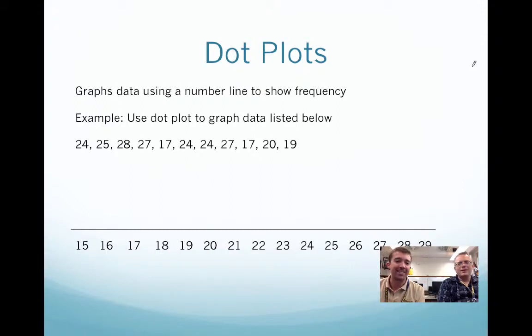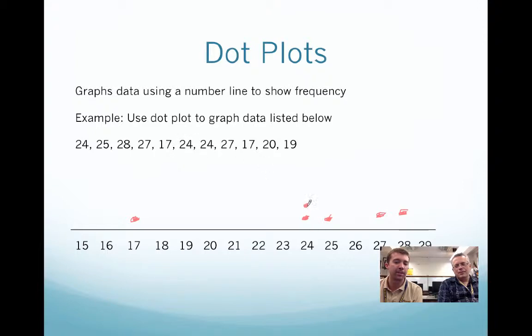Basically, a dot plot is we're just using a number line and we just want to mark above the number line where our data sits. So as we have 24 here, we just would put a nice little dot right above 24. Right above 25. Right above 28. What happens if you have repeats? 27. Now after 17 here, we have another 24.